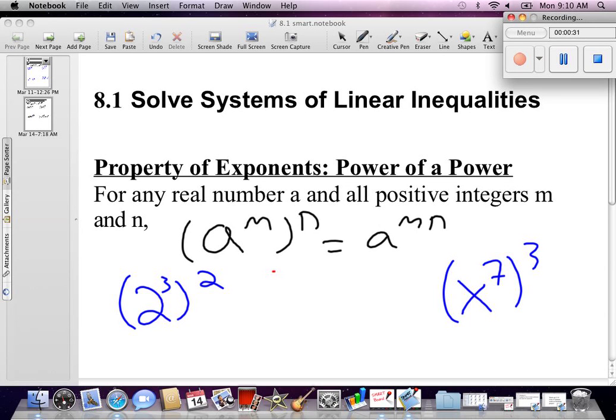Okay, so we're looking at the first property of exponents. Rakisha, can you turn around, please? Face front while I'm going over this.